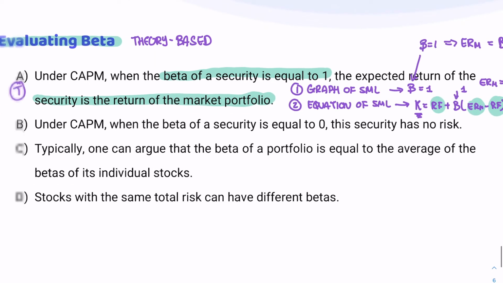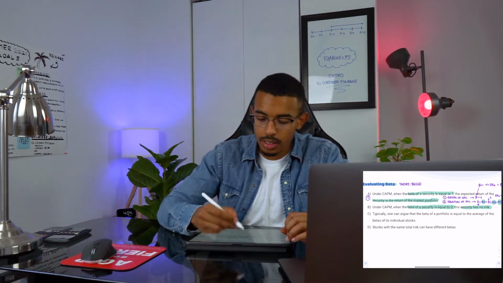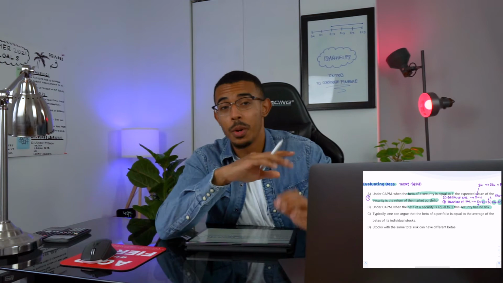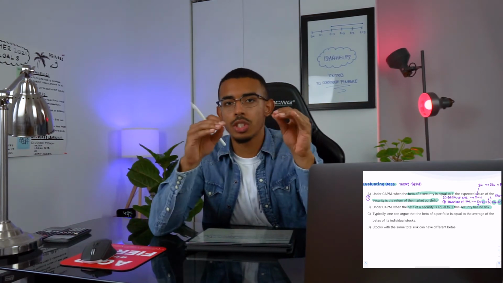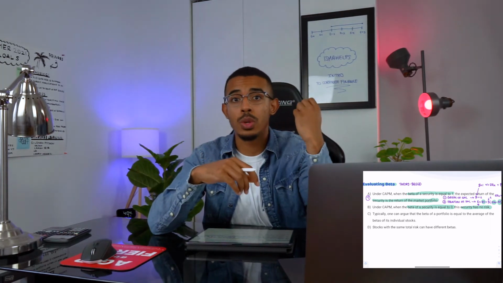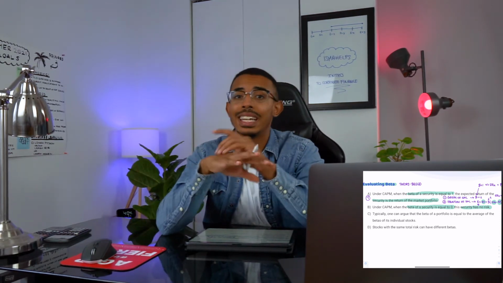Now let's consider B, in which we tell you that under CAPM, when the beta of a security is equal to 0, the security has no risk. And this is something that you're definitely going to see on your exam, and they're going to try to mess with you. But you need to remember that under CAPM, there's no such thing as eliminating all of the risk. There's a part of unique risk that you could eliminate, but this idea of non-diversifiable risk, which is the market risk, cannot be eliminated.